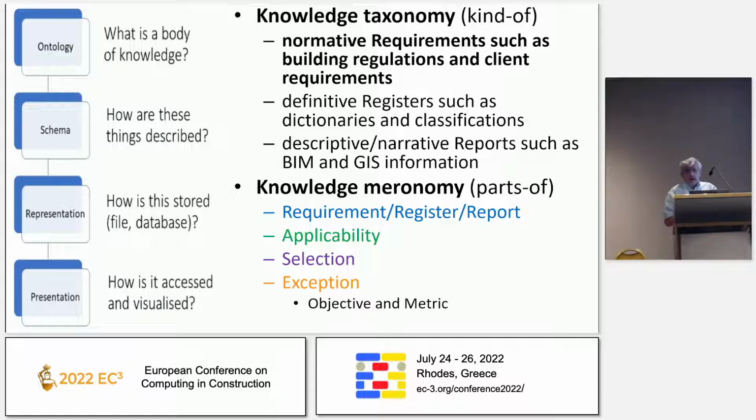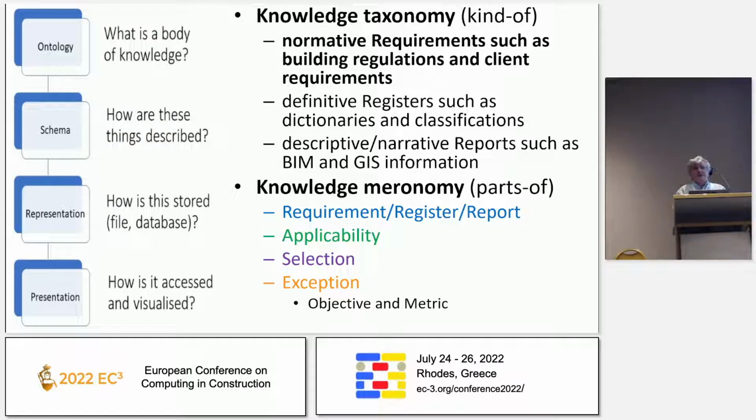I think we're used to the idea that there is knowledge embedded in BIM and GIS, which I would call descriptive knowledge, or if it's 4D, it might be narrative knowledge. We can talk about definitive knowledge, such as dictionaries and classifications, and our common assumptions. But my main focus today is on normative knowledge, the requirements such as building regulations, client requirements, and so on.